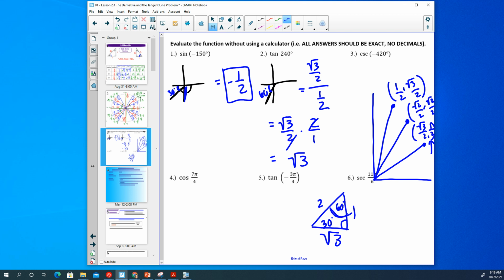So we could have used 60 degrees, opposite over adjacent, square root of 3 over 1. Quadrant 3, negative divided by negative, tangent is positive. Square root of 3. Positive square root of 3.